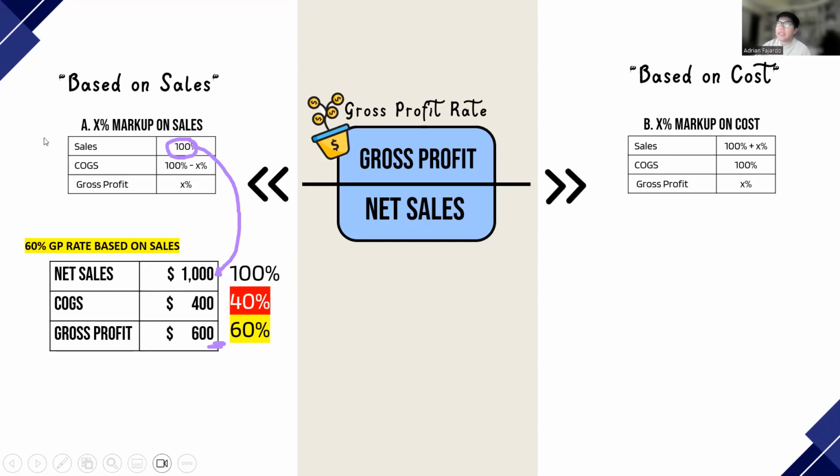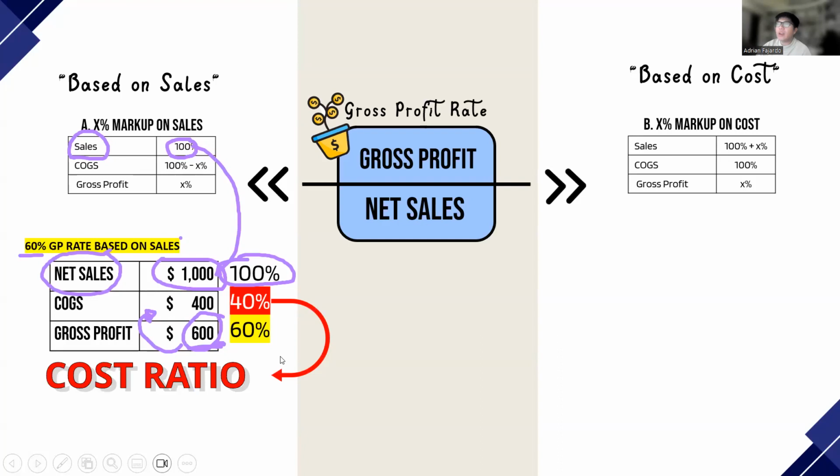So, ano yung 100% natin? Ang 100% natin, as it suggested, is sales. So, ang net sales natin is 1,000. So, that's 100%. And therefore, ang 60% based on sales would be 60% of 100. So 60% times 1,000 is 600. And we'll be able to get our gross profit. And therefore, from there, may estimate na natin yung COGS. If 60% si gross profit, our COGS would be 40%. And therefore, we'll be able to get our cost ratio.